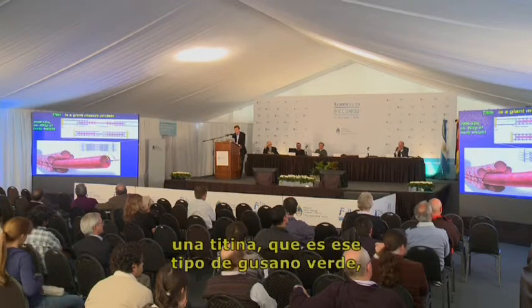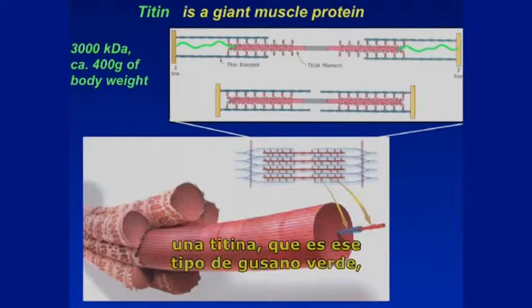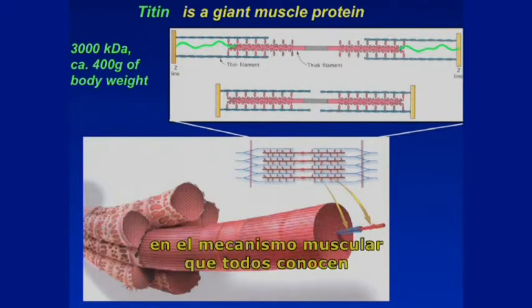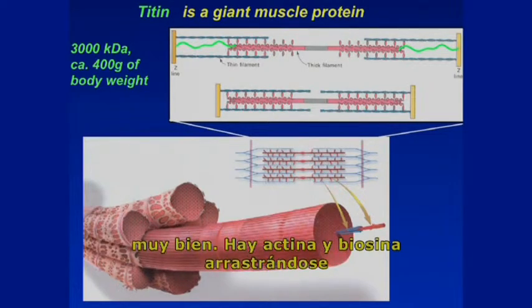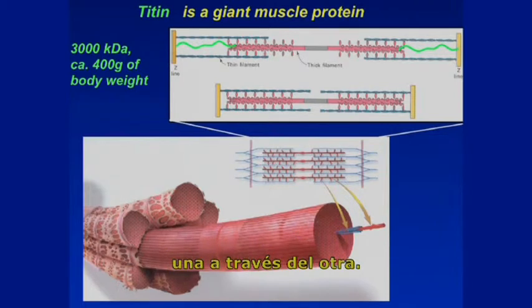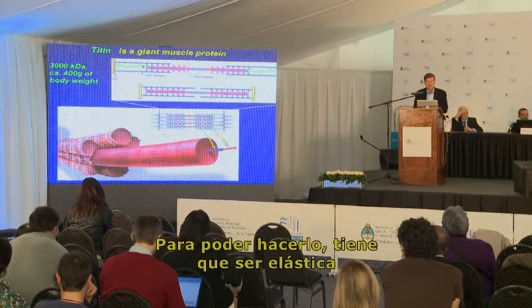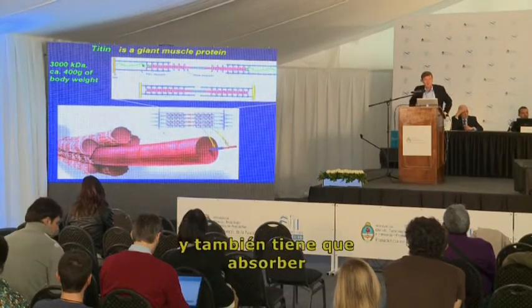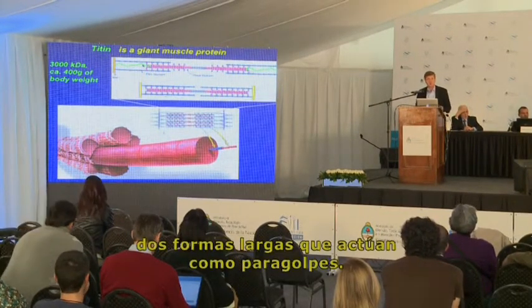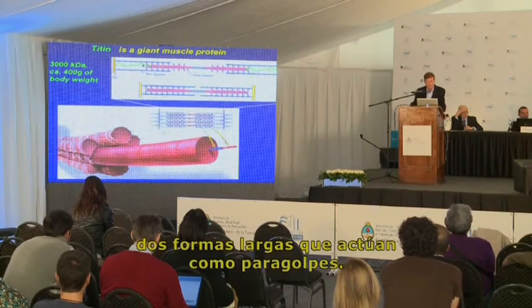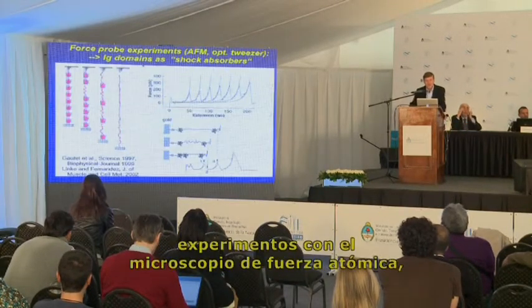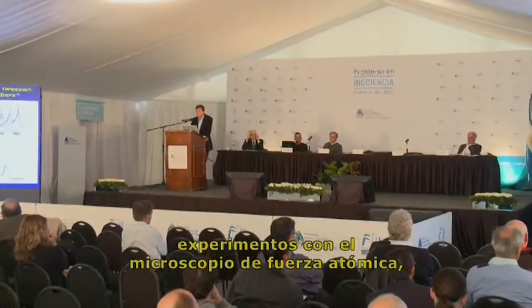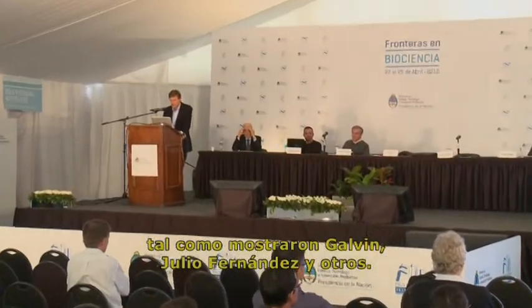In fact, titin, which is this green kind of worm here in the whole muscle machinery, which you know all very well, actin, myosin, crawling across each other. And this green titin here keeps the whole thing elastically together, prohibits it from falling apart. And in order to do that, it has to be elastic, and it also has to absorb too large forces, so it acts as a shock absorber, which was nicely shown in AFM, atomic force microscopy experiments by Hermann Gaub and Julio Fernandez and also others.